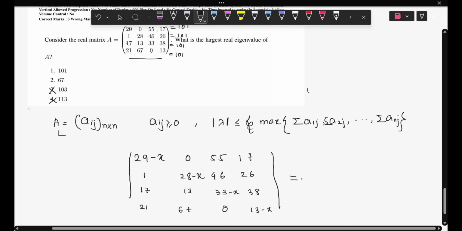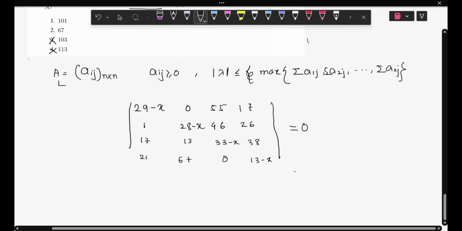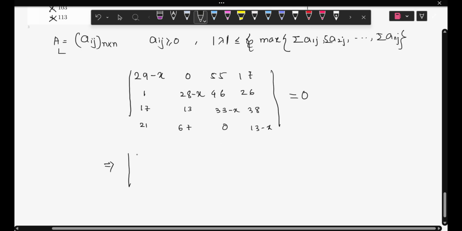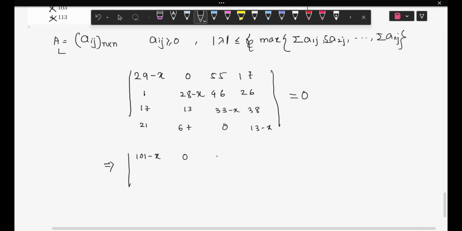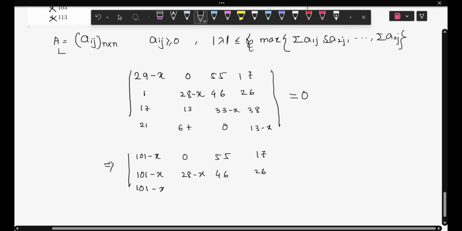If you equate that with 0, now in a determinant we can add any row to any other row and any column to any other column. If you add all the columns into the first column, then you would get 101 minus x, 0, 55, 17; again 101 minus x, 28 minus x, 46, 26; 101 minus x, 13, 33 minus x, 38; 101 minus x, 67, 0, 13 minus x, equal to 0.